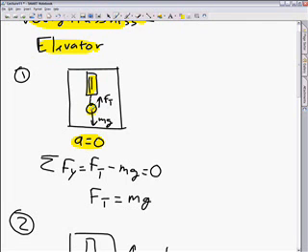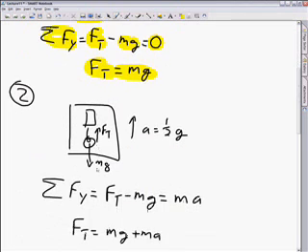So the forces on our mass here are mg pulling it down and the force of tension pulling it up. If we sum the forces in the y direction, we have the force of tension minus mg. Since there's zero acceleration, the sum of the forces has to be equal to 0. So the force of tension is just equal to mg. Now let's take our second case.